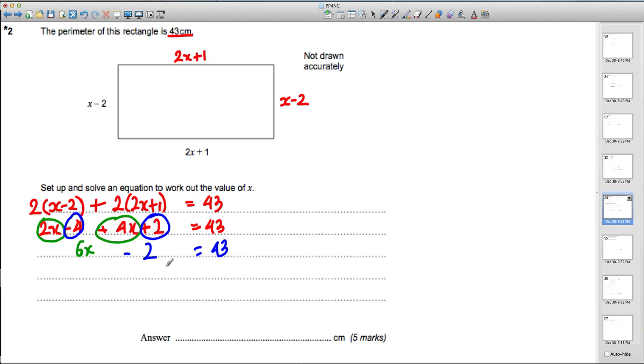And then add 2 to both sides. 6x must be 45. Divide both sides by 6. 45 divided by 6, tap that into your calculator and you get 7.5. Okay, double check it works. If x is 7.5, this here would be 5.5, this would be 5.5, and this here would be 2 times 7.5 is 15 plus 1, so it would be 16, 16. 5.5 and 5.5 is 11, 16 and 16 is 32, 11 and 32 is 43. I got it right for 5 marks.